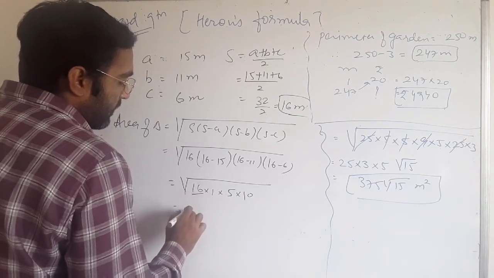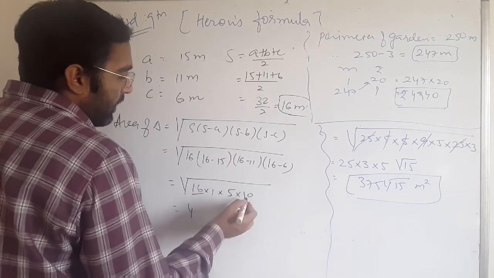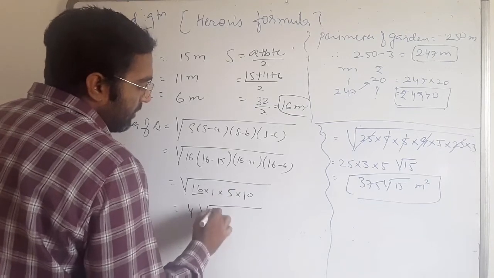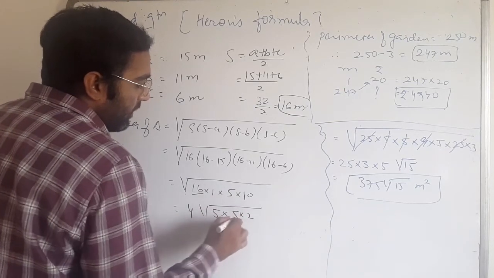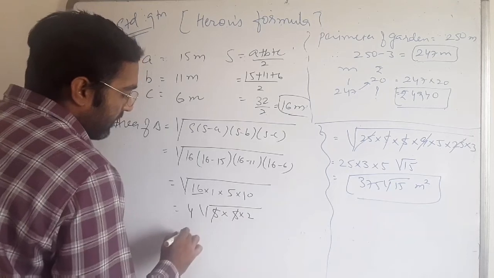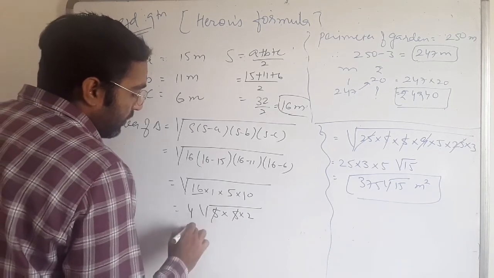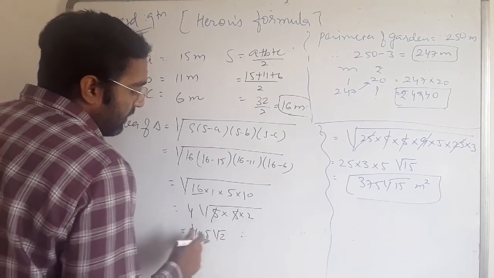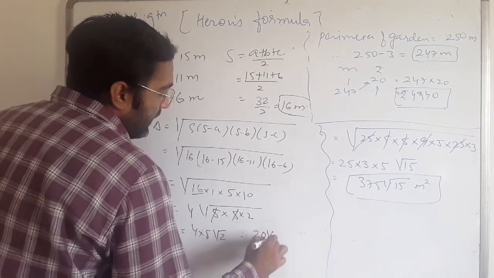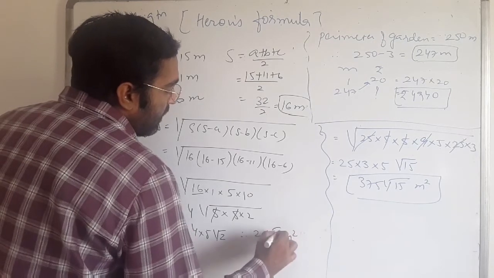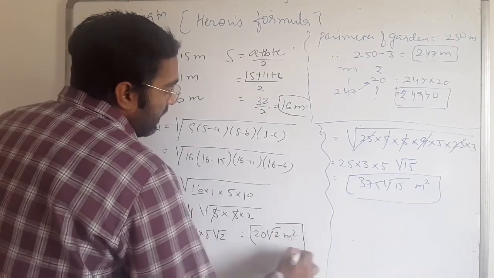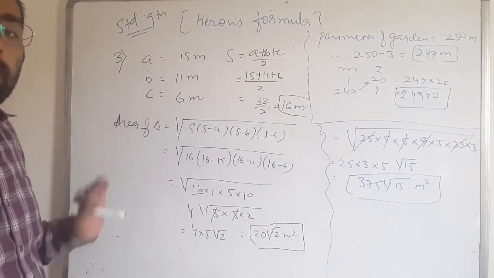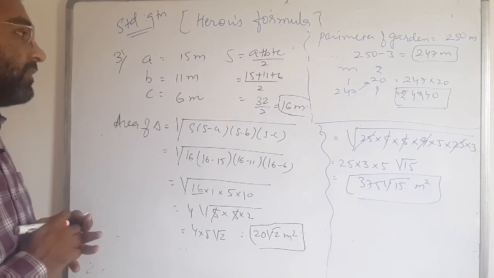We take the square root of 16 as 4, and we split 10 into 2 parts, that is 5 twos are 10. Now there is a pair of 5s, so one 5 is taken out, so 4 into 5 root 2. So my answer is 4 fives are 20 root 2 meter square. My area of the triangle is 20 root 2 meter square. Okay, clear? Now my sum is done.